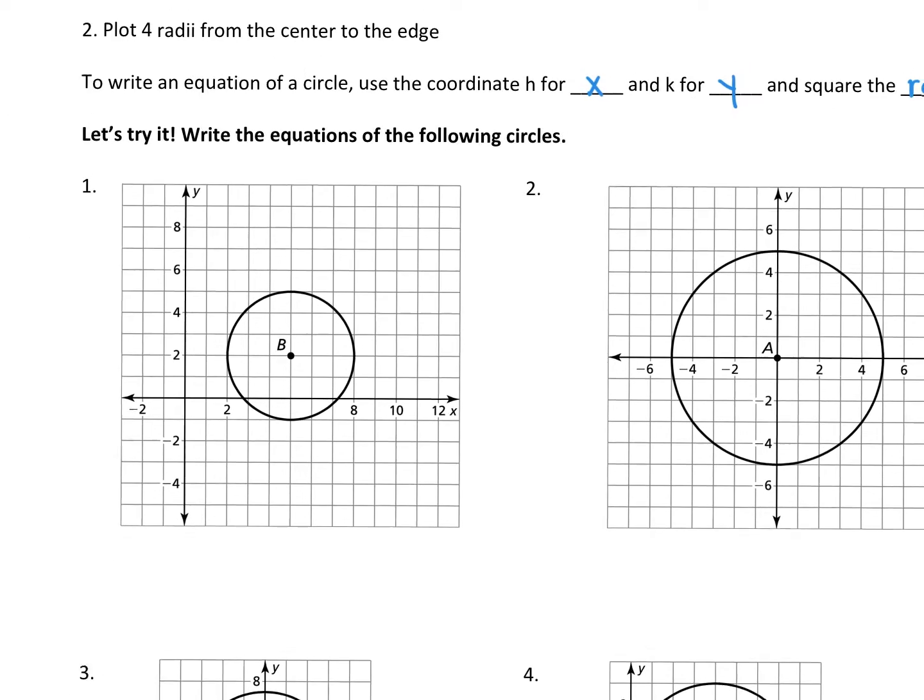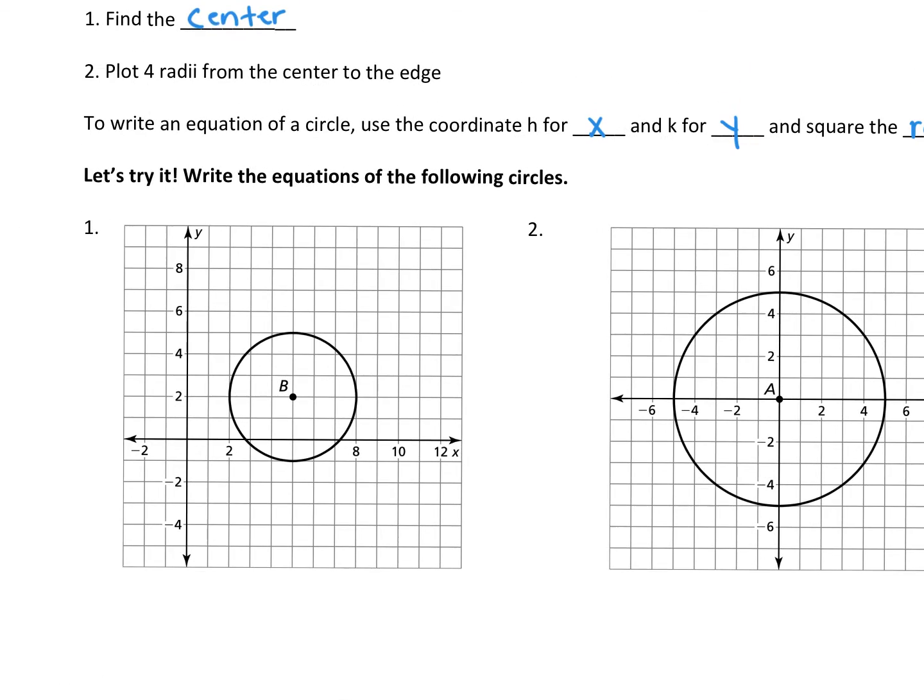So here, to write the equation of this circle right here, the center is, if you count, it's 5 over and 2 up, so it's 5, 2. So our equation is x minus 5 squared plus y minus 2 squared equals, and now we need to square the radius. And from the radius we count. There's 1, 2, 3 slots, and the units are 1. So that is 3 squared, which is 9.